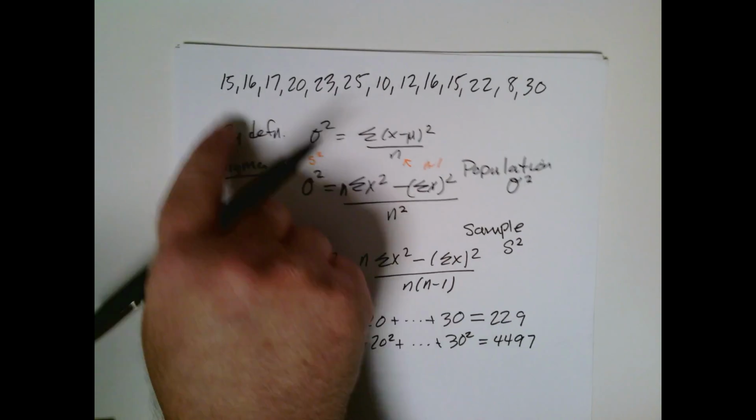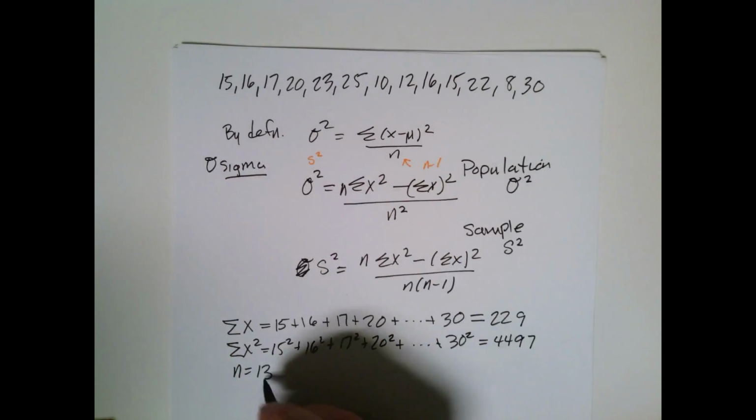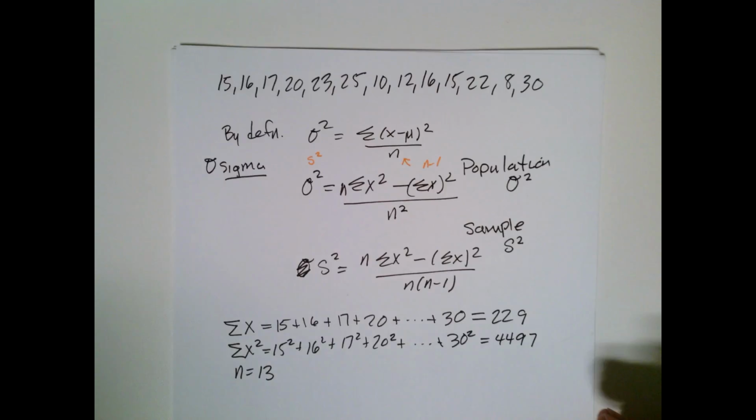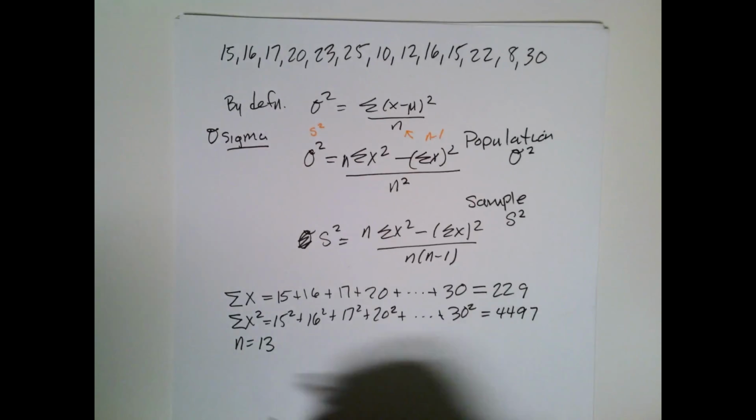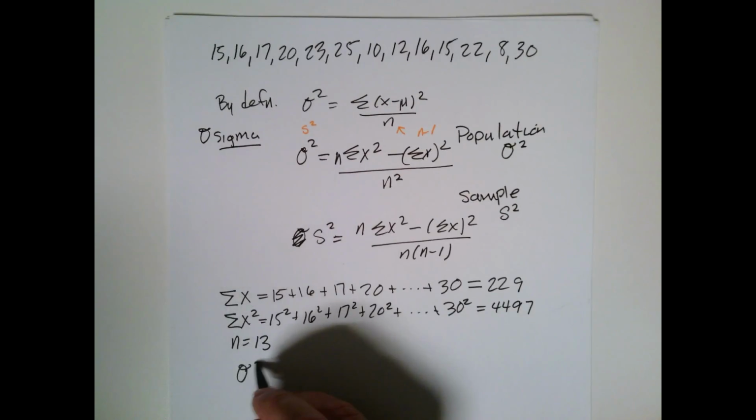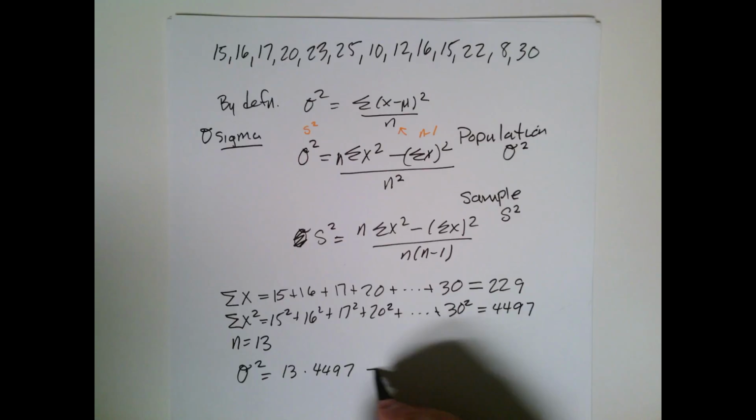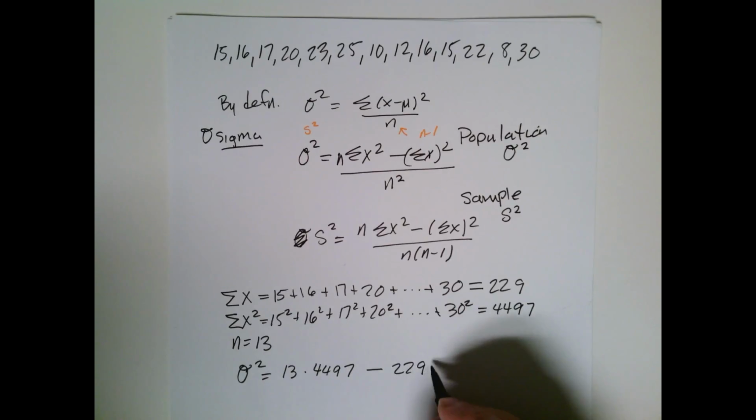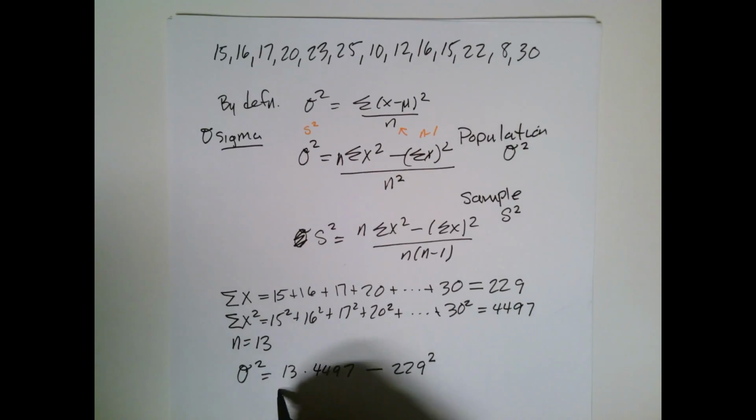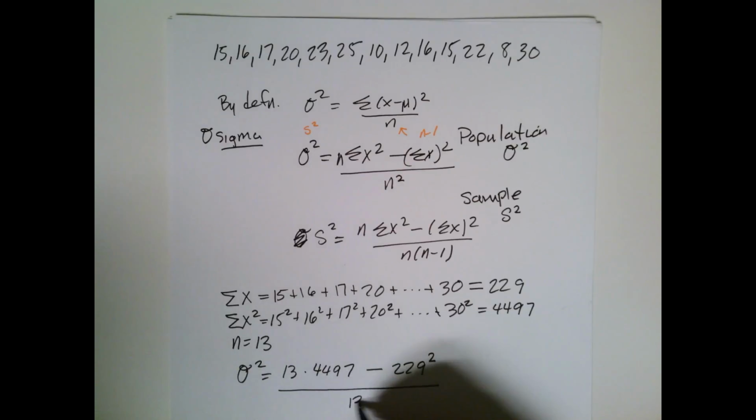Now the other thing is the n. The n is the same. If we count them all up, there's 13 of them. Now, once you have these three numbers, it's just a matter of plugging them into the formula. So if it's a population, we would have 13 times 4497 minus 229 squared over 13 squared.